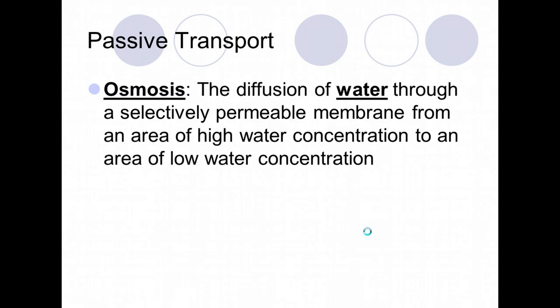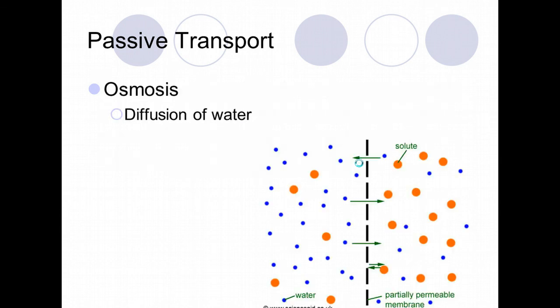Alright, so osmosis is simply the diffusion. This is the second form of passive transport. So diffusion of water through a selectively permeable membrane from an area of high water concentration to an area of low water concentration. And I think that's important to remember. It's just when there's lots of water moving to where there's not a lot of water across the membrane.